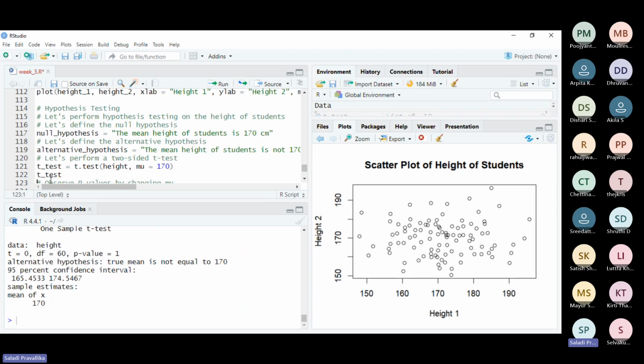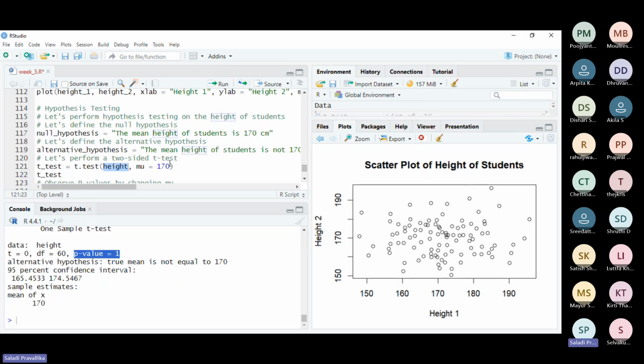So as soon as I ran this t-test, I got this as my output. It is telling me the mean of this x is 170, so that means the mean of this height data set is 170, and this p-value here is important. P-value is equal to 1. So the more the p-value, the more accurate my assumption is.